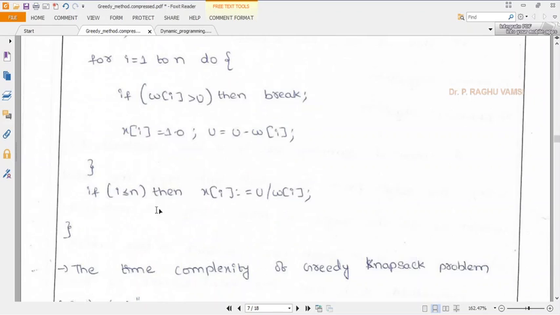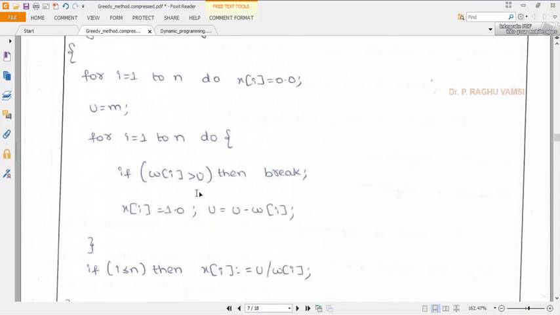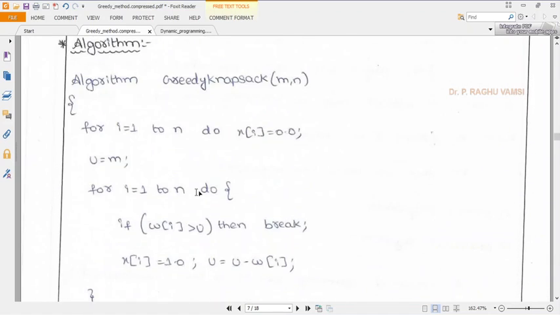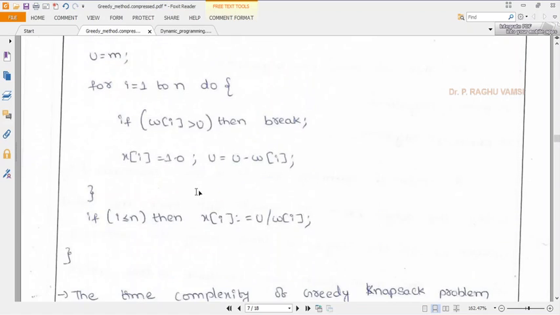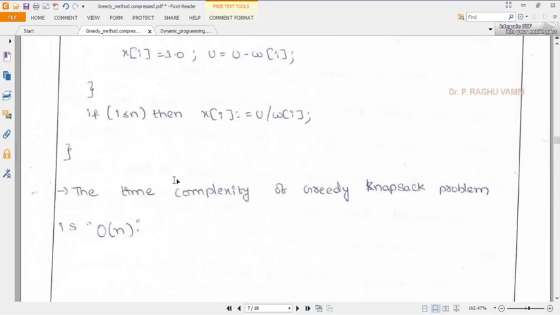So if i is less than or equal to n, then x of i is equal to u divided by the weight of that item, so the fraction of value that you consider. This particular thing will continue till you get the maximum profit, with the condition that sigma of Wixi is less than or equal to m. So the time complexity of the greedy knapsack problem is order of n. So this is what the greedy knapsack problem is.